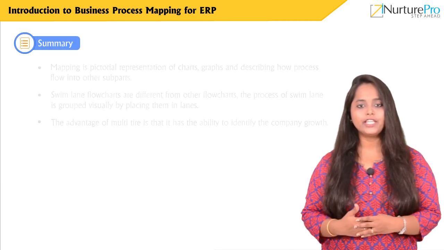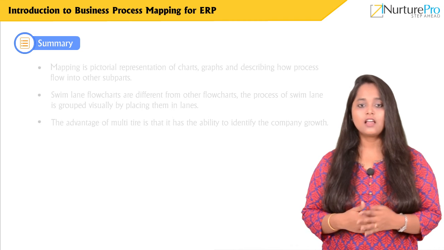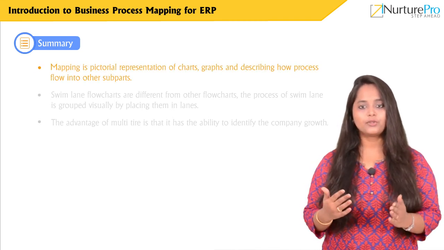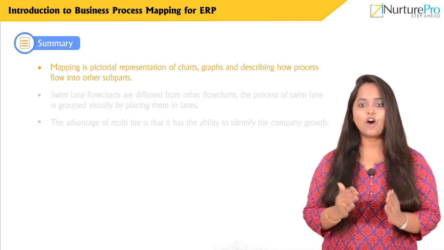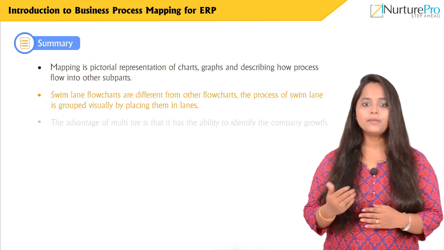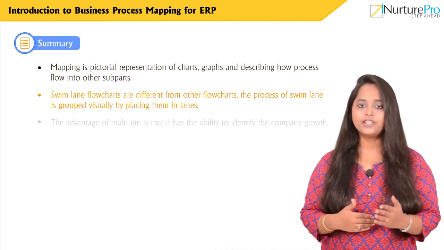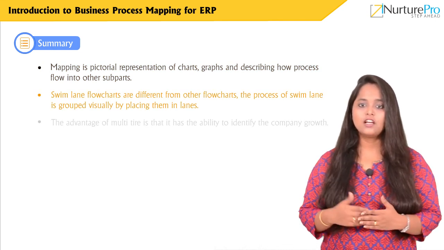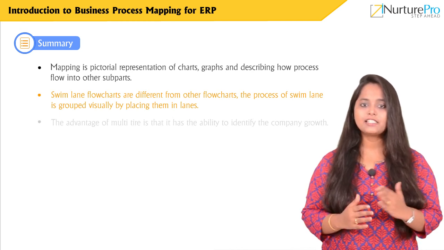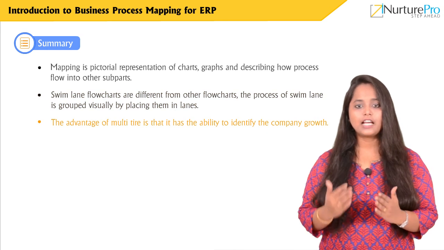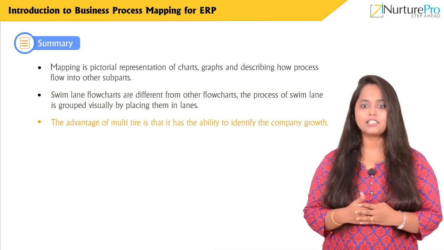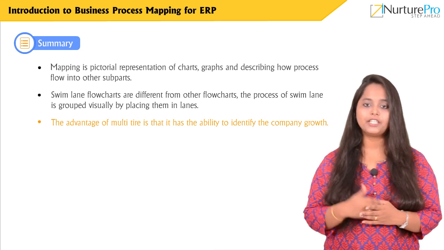Let's have a quick recap on what we discussed. Mapping is a pictorial representation of charts and graphs, describing how processes flow into other subparts. Swim lane flowcharts are different from other flowcharts. The processes in a swim lane are grouped visually by placing them in lanes. The advantage of multi-tier is that it has the ability to identify the company's growth.